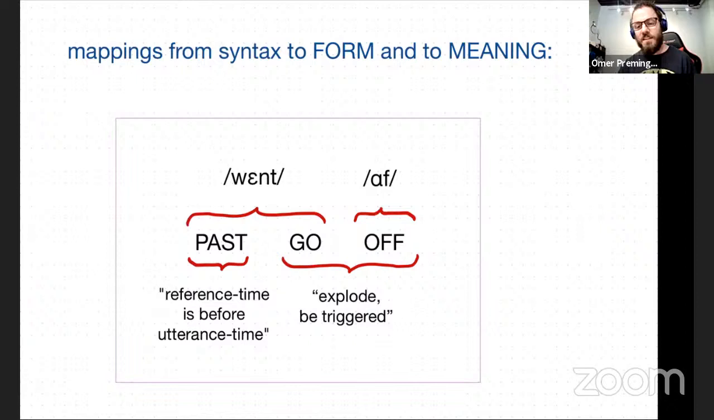These are objects from an entirely different list of rules, and that list has a rule from past and go to went, and a rule from off to off. And so these things don't even have to align. And that is schematically what you see in this diagram as well.